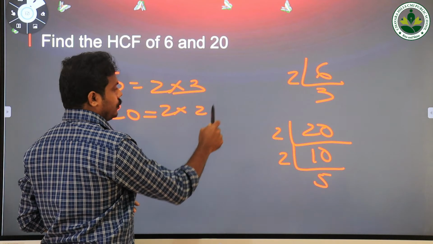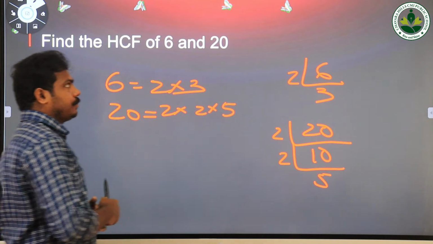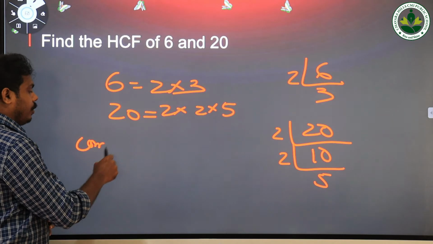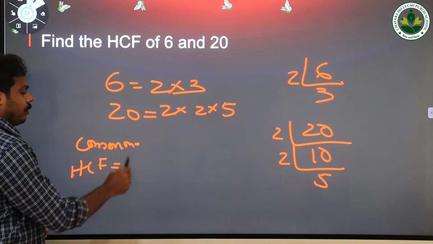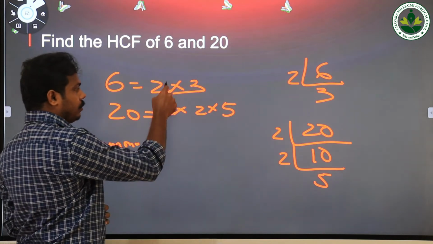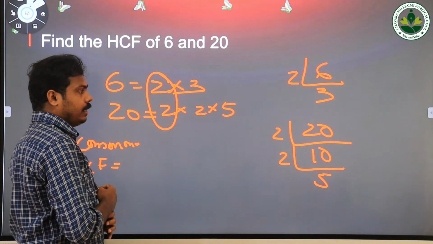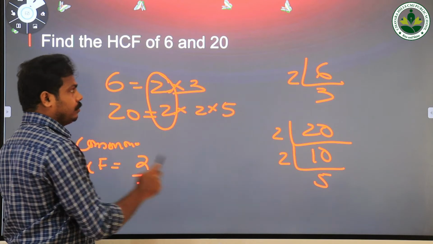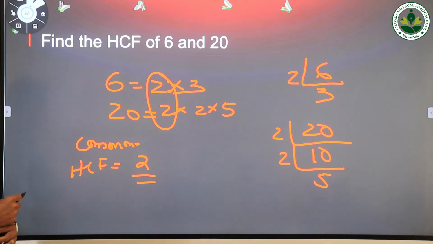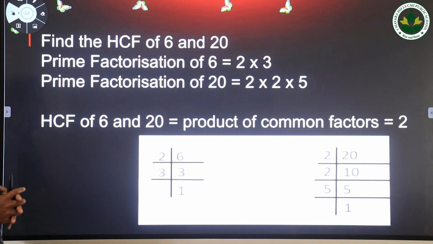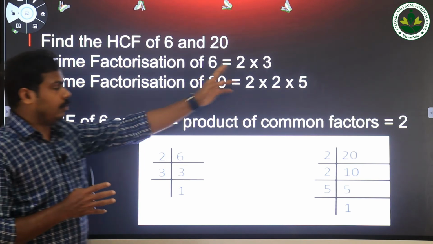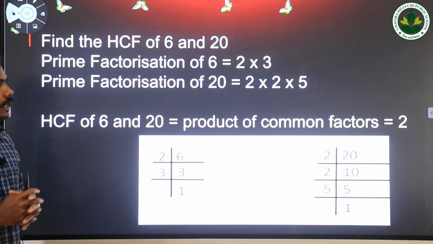20 is 2 into 2 into 5. Then we need to take the common factors. HCF is equal to the product of the common factors. Here 2 is there, so we take one pair of 2, then no more, so the answer is 2. Our answer is 2. The HCF of 6 and 20 is 2. The prime factorization of 6 is 2 into 3. The prime factorization of 20 is 2 into 2 into 5. HCF of 6 and 20 means the product of common factors. The only common factor is 2. So the HCF of 6 and 20 is 2.